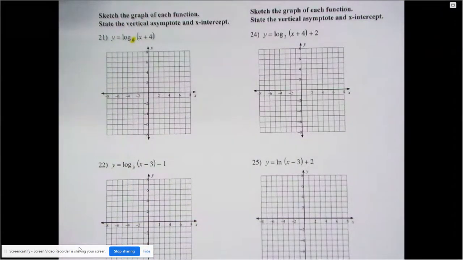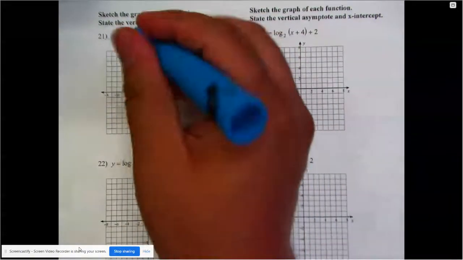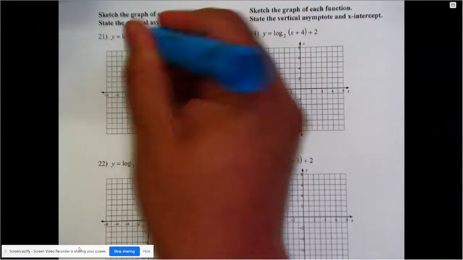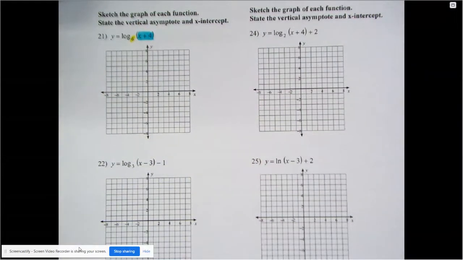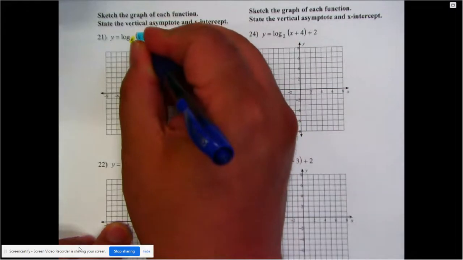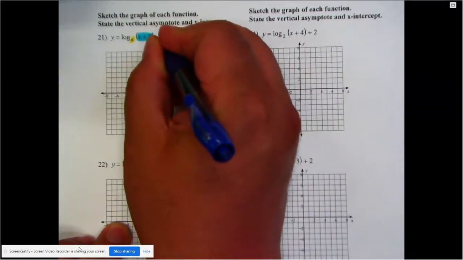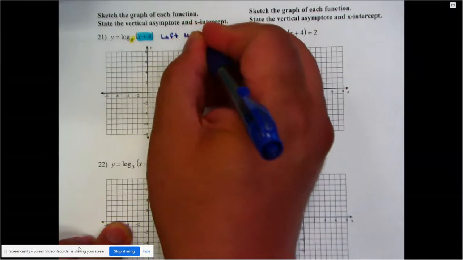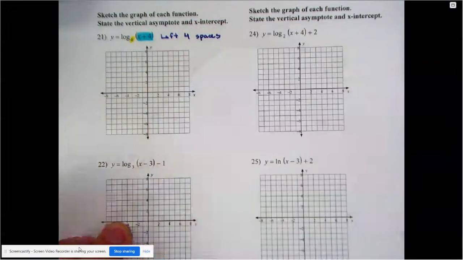So, it's a base of 6. And when I look at this part of my equation, the 4 is on the inside of a parentheses. Because it's on the inside of the parentheses, we know it's going to be moving left or right. Here, of course, we're going to think opposite. And as we are thinking opposite, we know that we are going to be going to the left 4 spaces. All right, and here we go.